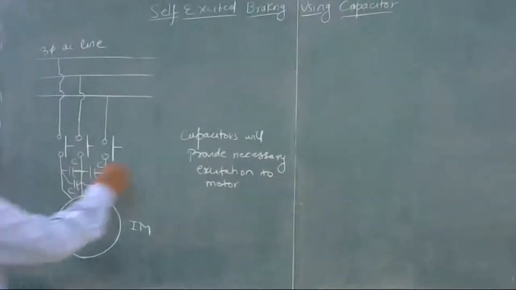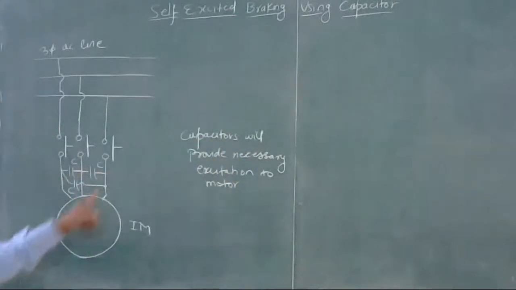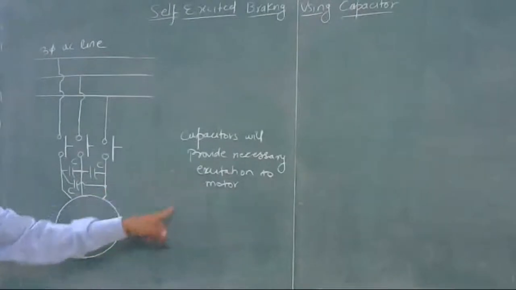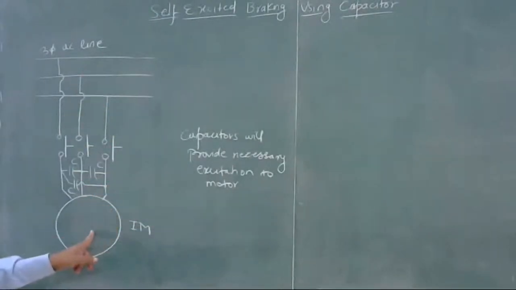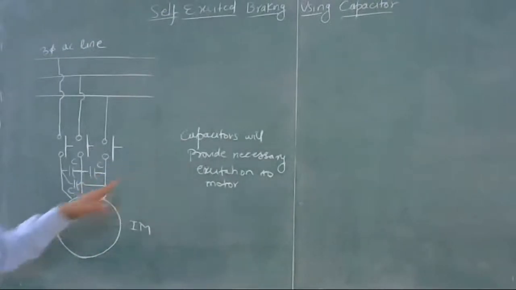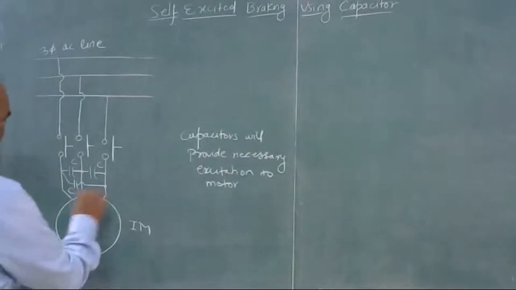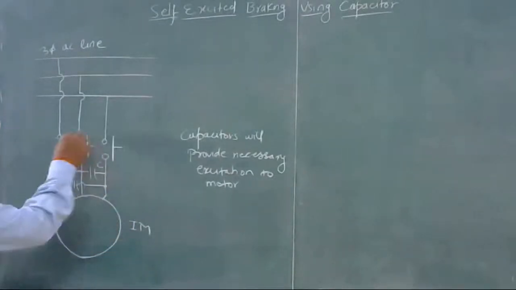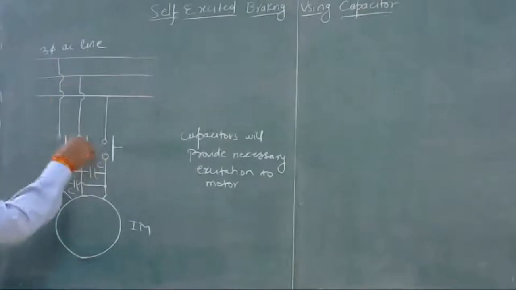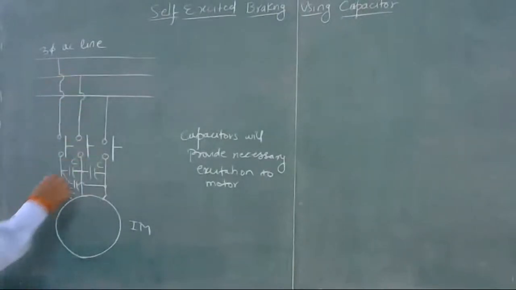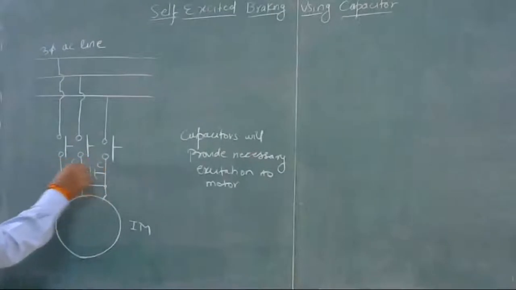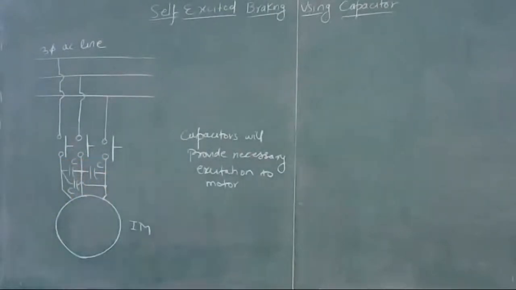So these capacitors will give the necessary excitation to the motor, and that's why it is known as self-excited. And at that time this motor will behave like a generator. So when this motor is running in normal condition, if you want to brake it, we disconnect it from the three-phase AC mains, and it is connected to this three capacitor bank.